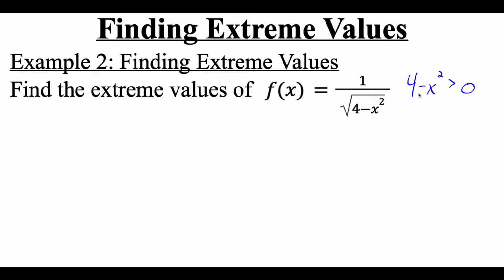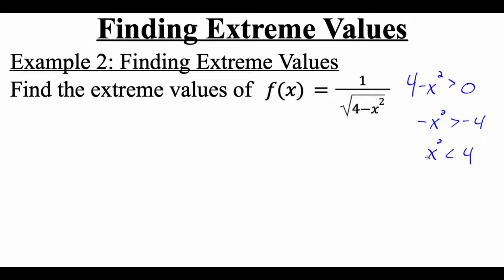Now if we go through and solve this, I would subtract the 4 over to the right-hand side. So then we would have negative x squared is greater than -4. I would divide by -1, but when I do that, I have to remember to flip my inequality symbol around. So this is saying that I need my x squared values to be less than 4.